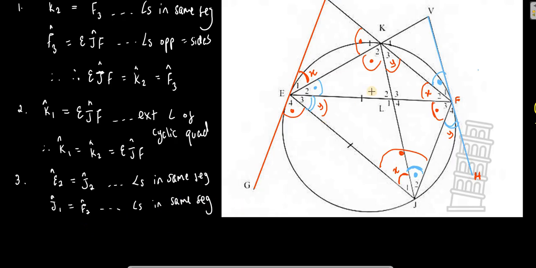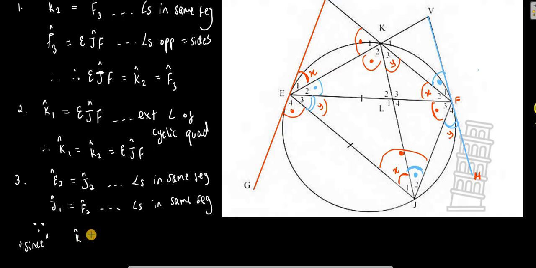Now remember, from previous work we already proved that K1 was equal to EJF, right? We already proved it. Remember that. So I'm just going to put this symbol here, guys. This symbol is for "since". It's a mathematical symbol for "since", so you can still use it in the same way.